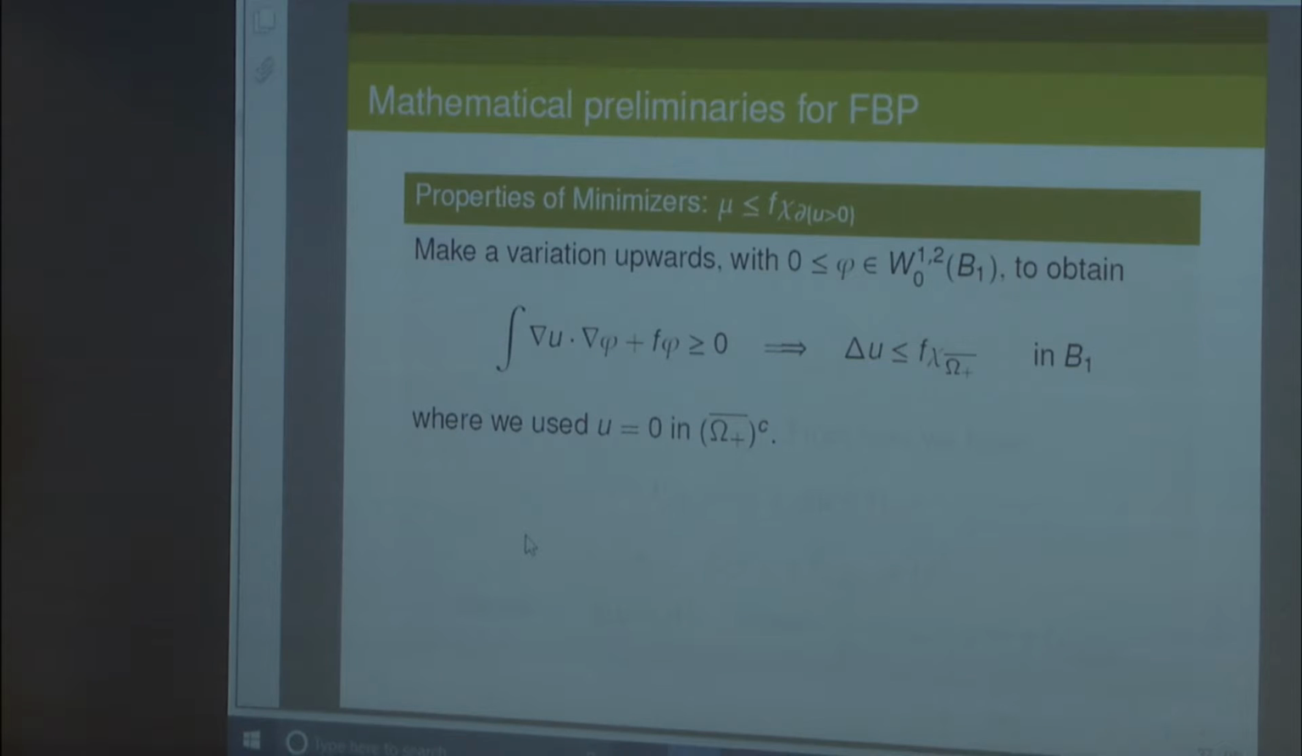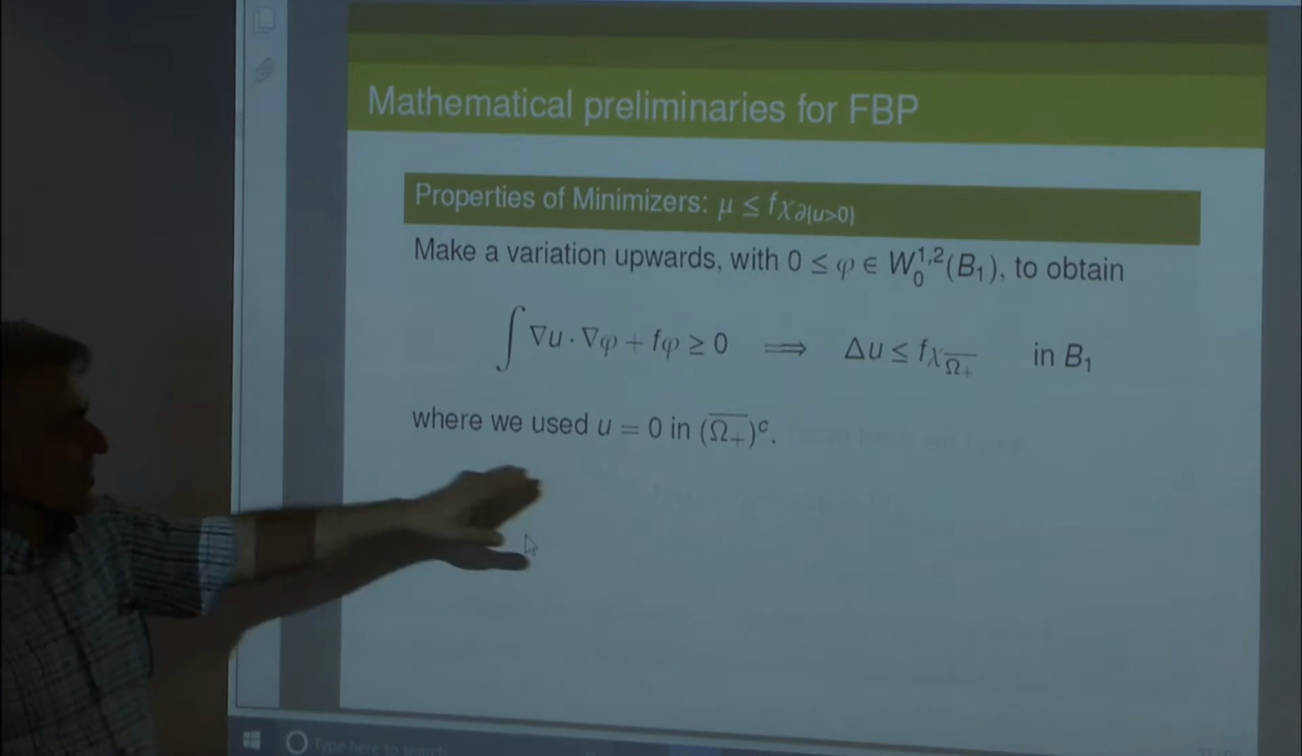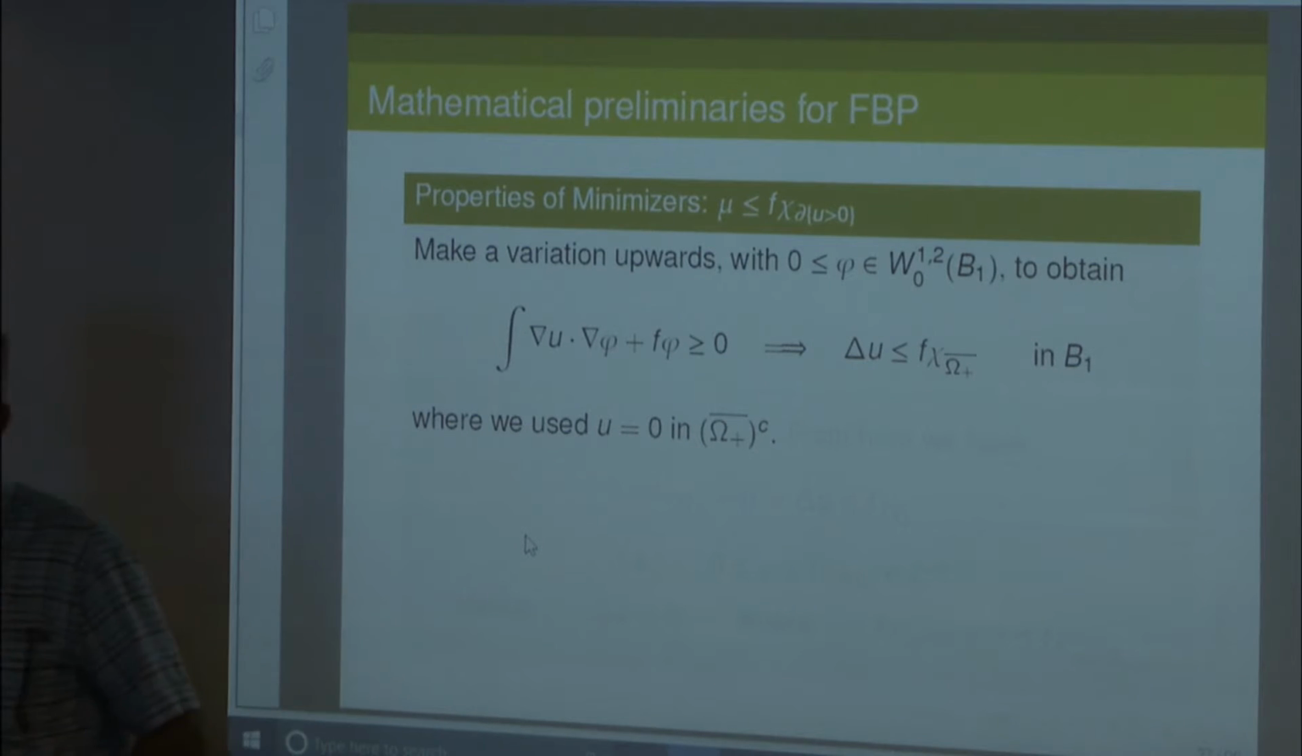Okay. So from here, you actually get the Laplacian of u is less than f times the characteristic function of omega plus closure.